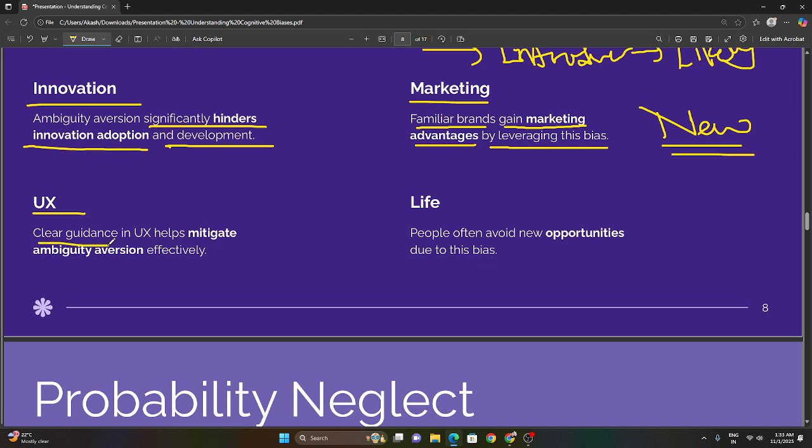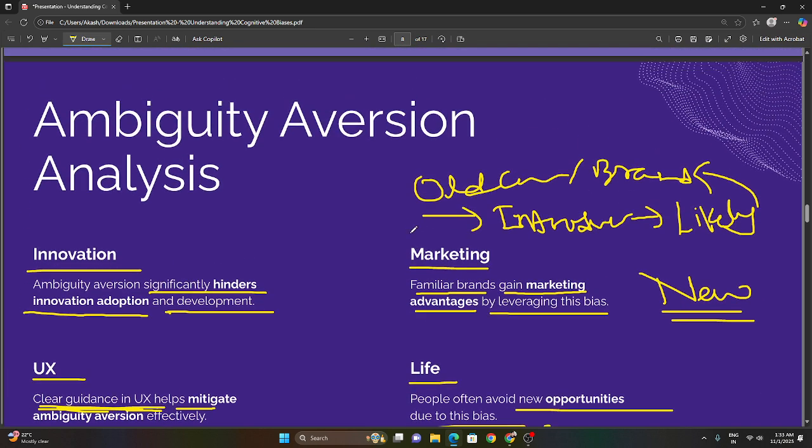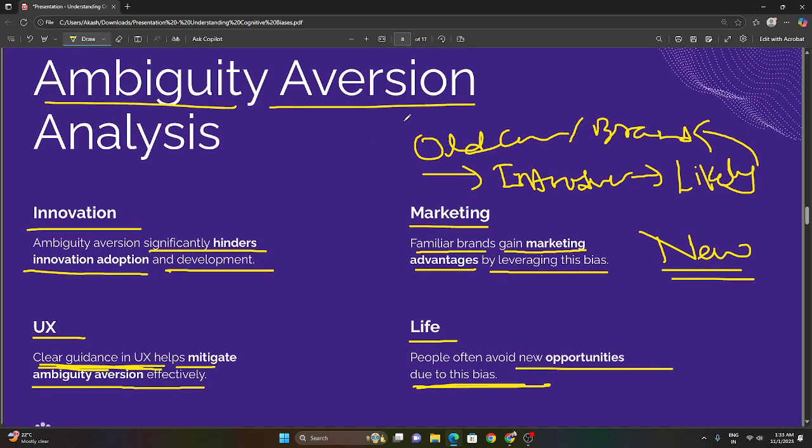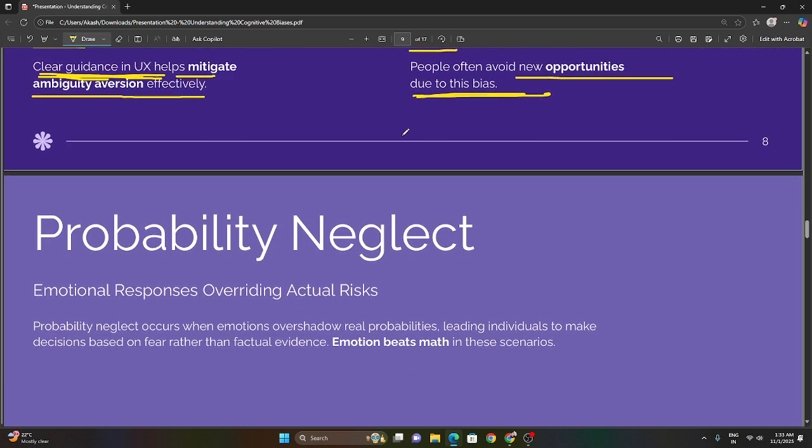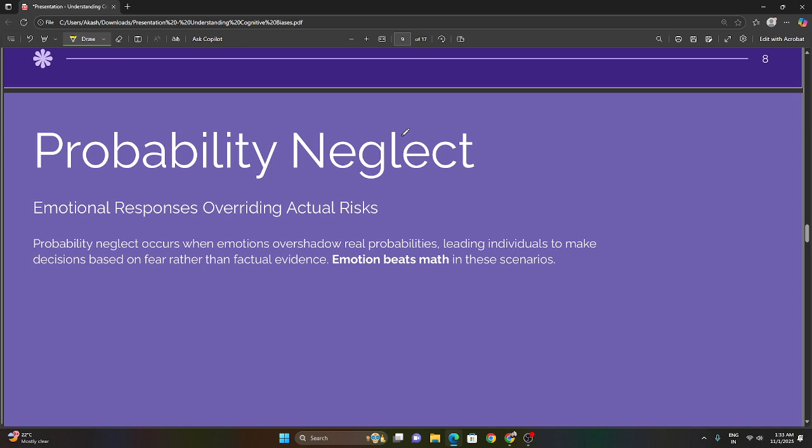UX: clear guidance in UX helps mitigate ambiguity aversion effectively. In life, people often avoid new opportunities due to this bias. This is the bias which is actually hindering your growth. Next is probability neglect.